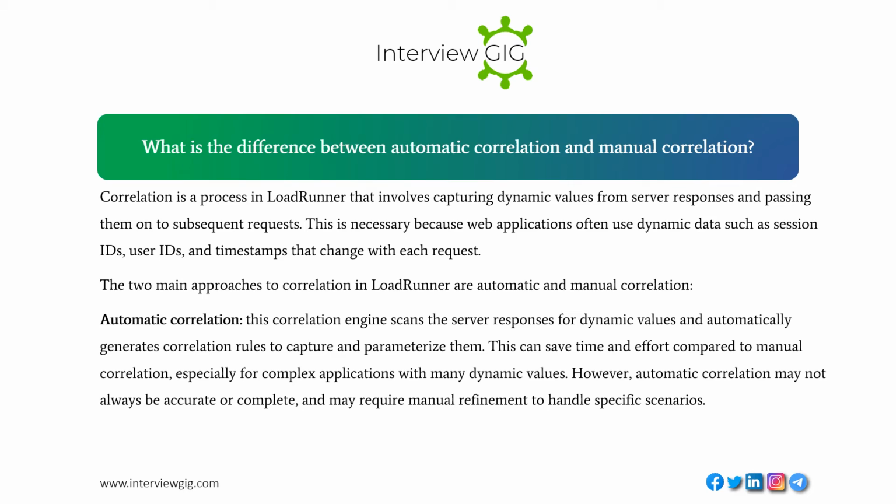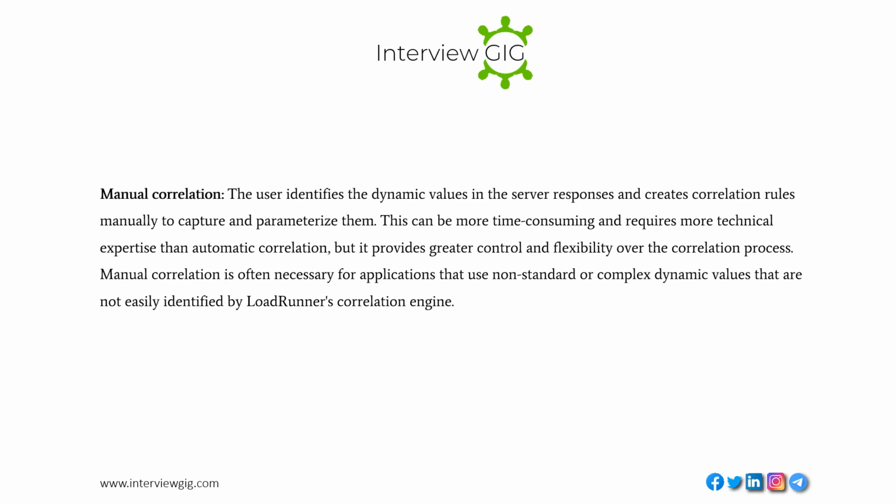Automatic correlation. This correlation engine scans the server responses for dynamic values and automatically generates correlation rules to capture and parameterize them. This can save time and effort compared to manual correlation, especially for complex applications with many dynamic values. However, automatic correlation may not always be accurate or complete and may require manual refinement to handle specific scenarios.